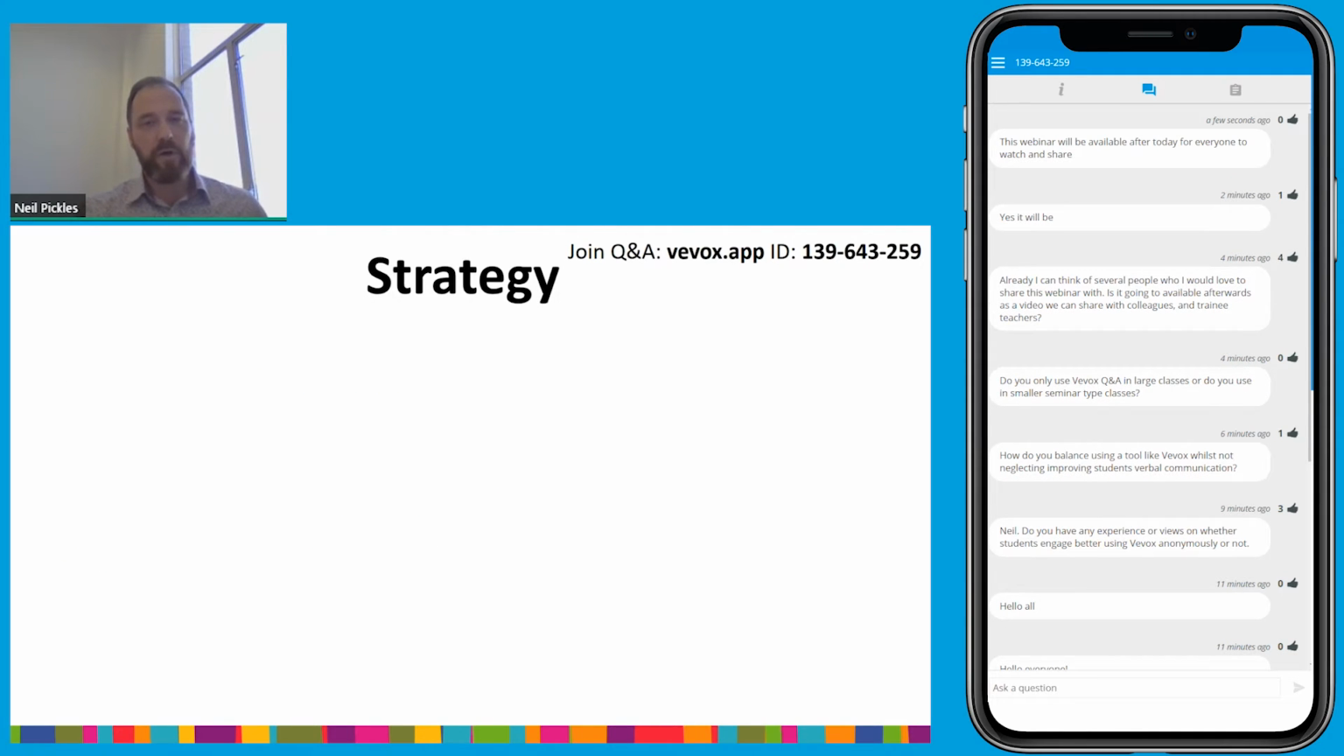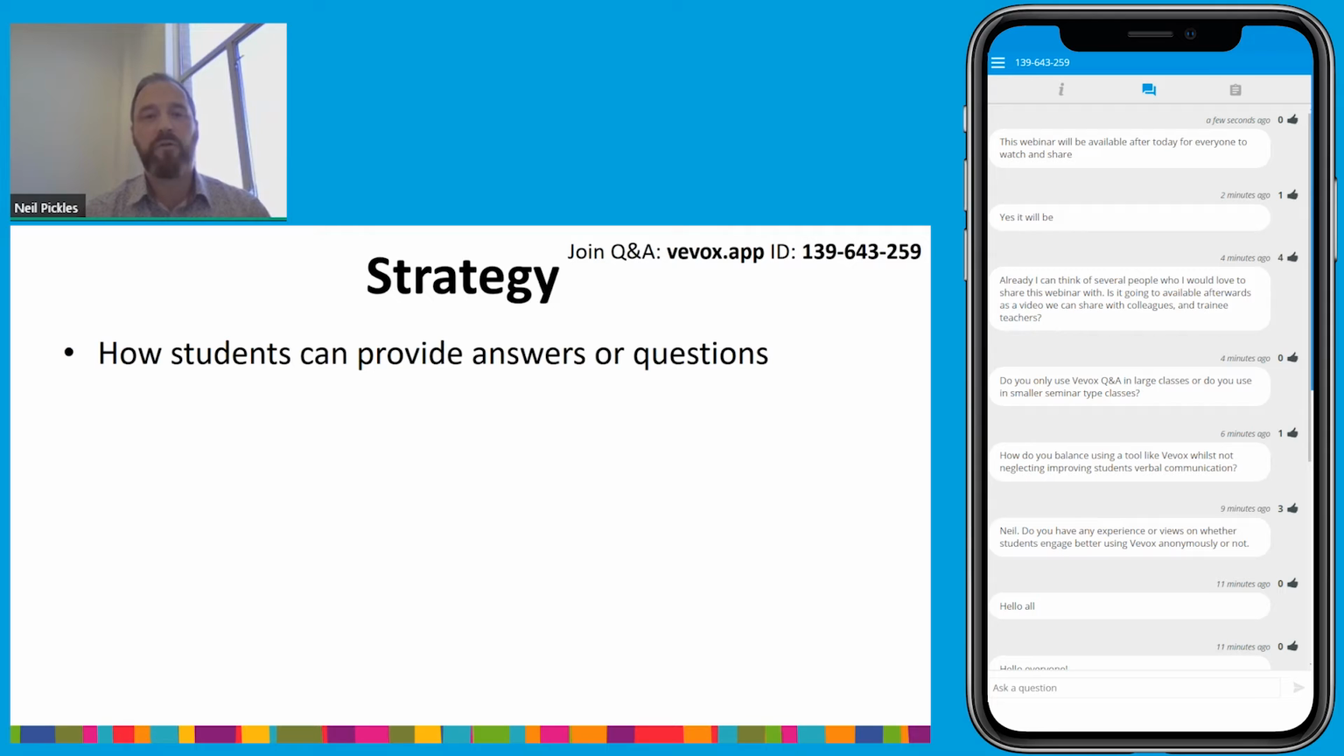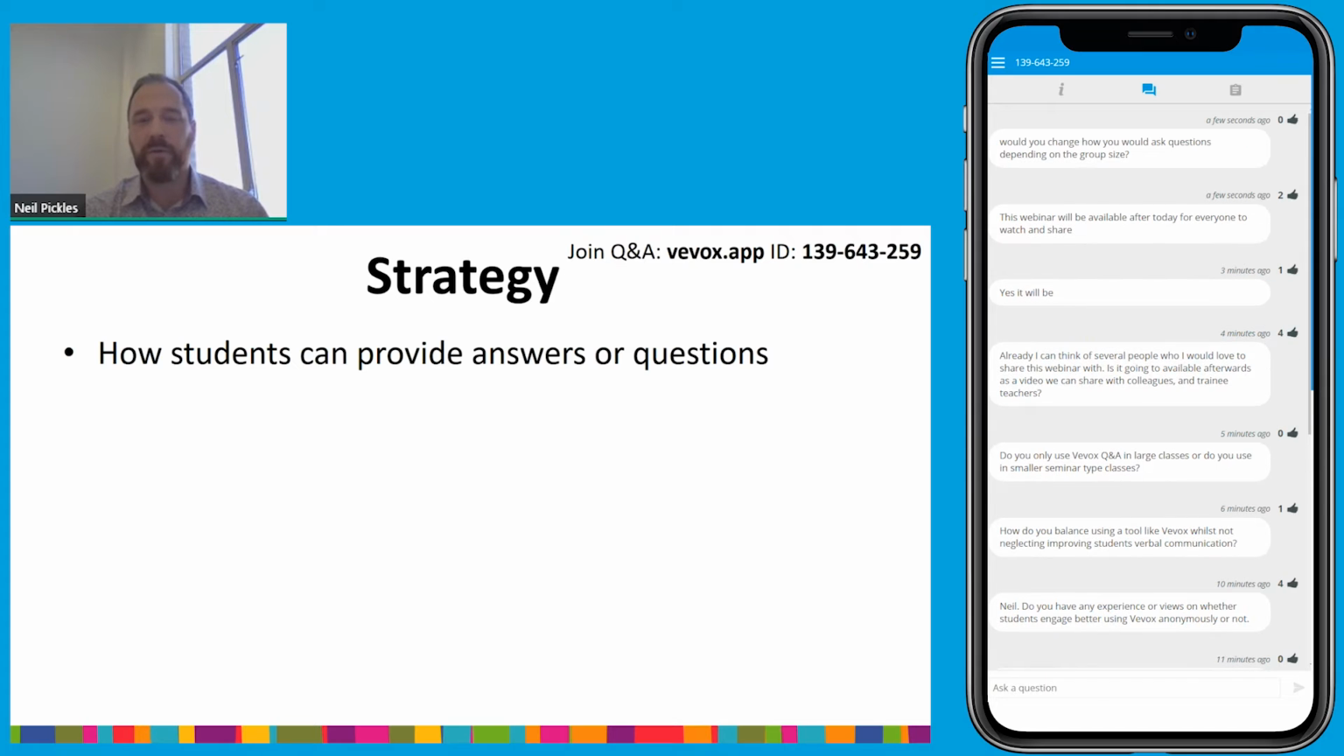So once we have a purpose for asking our questions, whether we want an answer, whether we want debate and so on, we need to think about our strategy for how and why we're asking questions. So one of the first ones is how students can provide answers or questions. So in many settings, verbal question and answer is perfectly valid. But for example, if we're using something like Vevox, that's a different method to provide answers or questions in terms of the mechanisms, whether it's via an app or via a web link and so on.